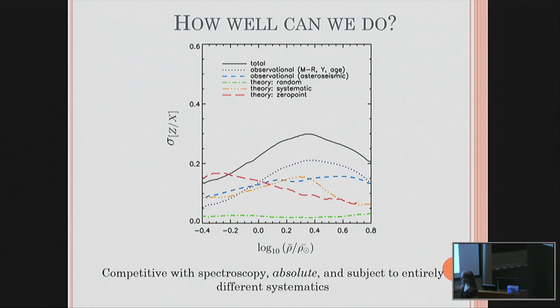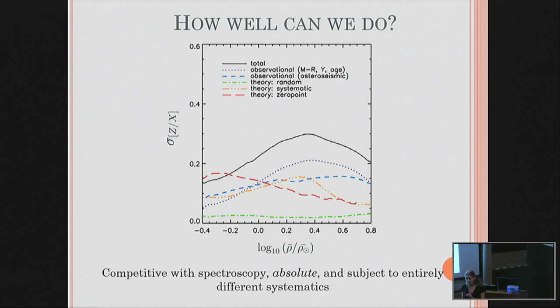We can make assumptions about how well we'll be able to measure the other observational quantities we care about, like mass, radius, age, and helium abundance. All of these things are accessible through astroseismology, along with the observational uncertainties on the astroseismology itself. And when it's said and done, you get an uncertainty on the metallicity that is 0.15 to 0.3 dex, which is not too shabby, even in comparison to spectroscopy.